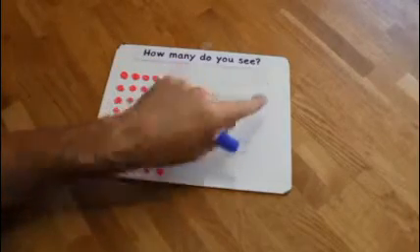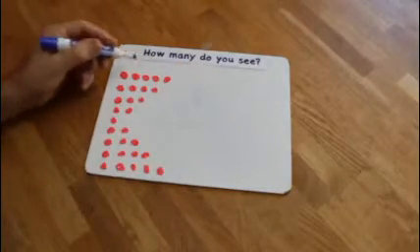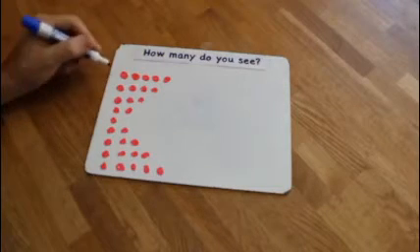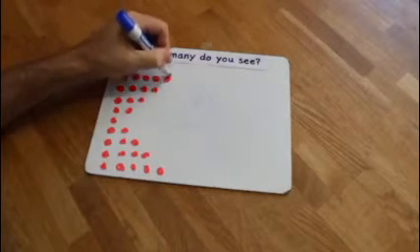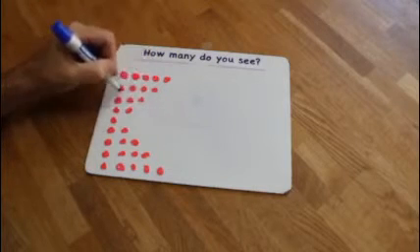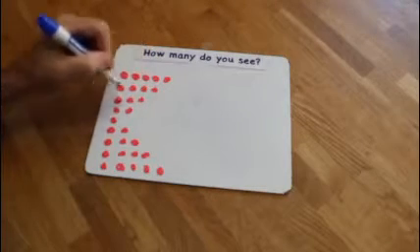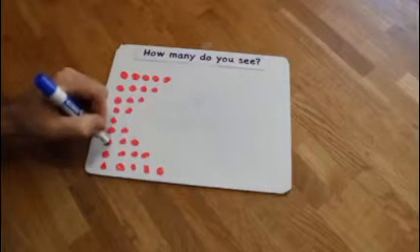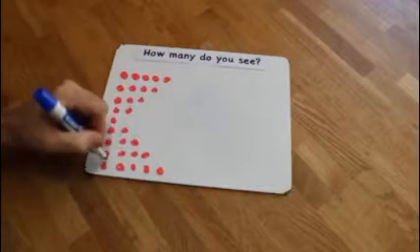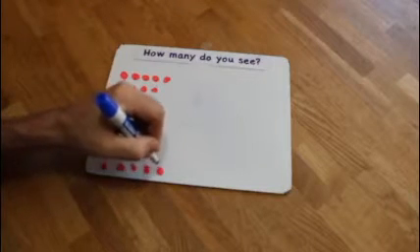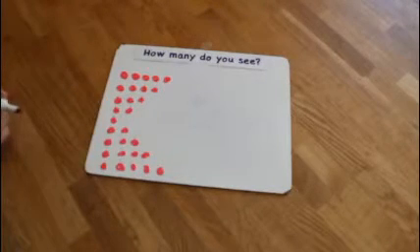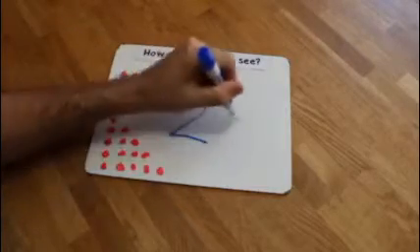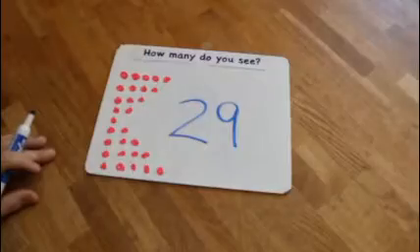How many do you see? Ooh, there's quite a bit. But they're in nice lines, so let's go ahead and count across and back and forth just like we're reading. Here we go with 1, 2, 3, 4, 5, 6, 7, 8, 9, 10, 11, 12, 13, 14, 15, 16, 17, 18, 19, 20, 21, 22, 23, 24, 25, 26, 27, 28, 29. How do we write a 29? A 2 for the tens and a 9 for the ones, 29.